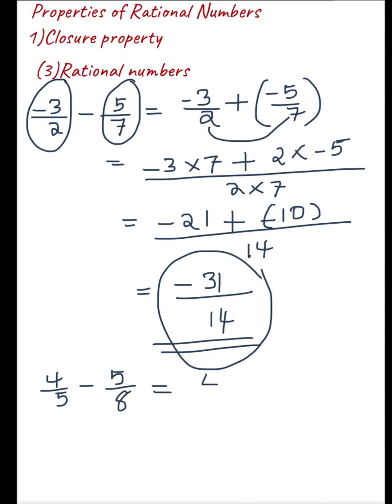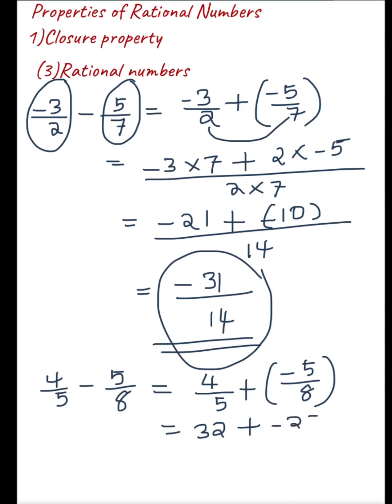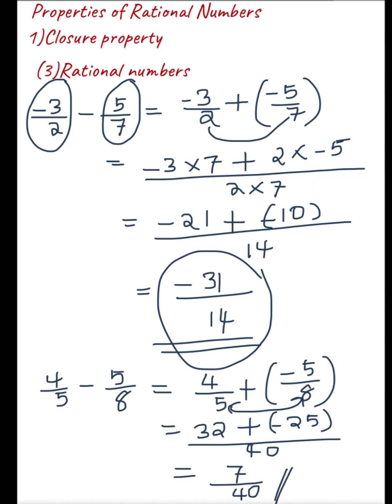So what is 4 by 5? You can simply write it this way, plus minus 5 by 8. So our answer will be, what is 4 into 8? 4 into 8 is 32, plus what is 5 into minus 5? It will be minus 25, divided by 5 into 8 in the denominator, which is 40. So what will be the answer? 32 and minus 25, you have to subtract them, and then you will get the answer as 7 divided by 40. This is the answer.